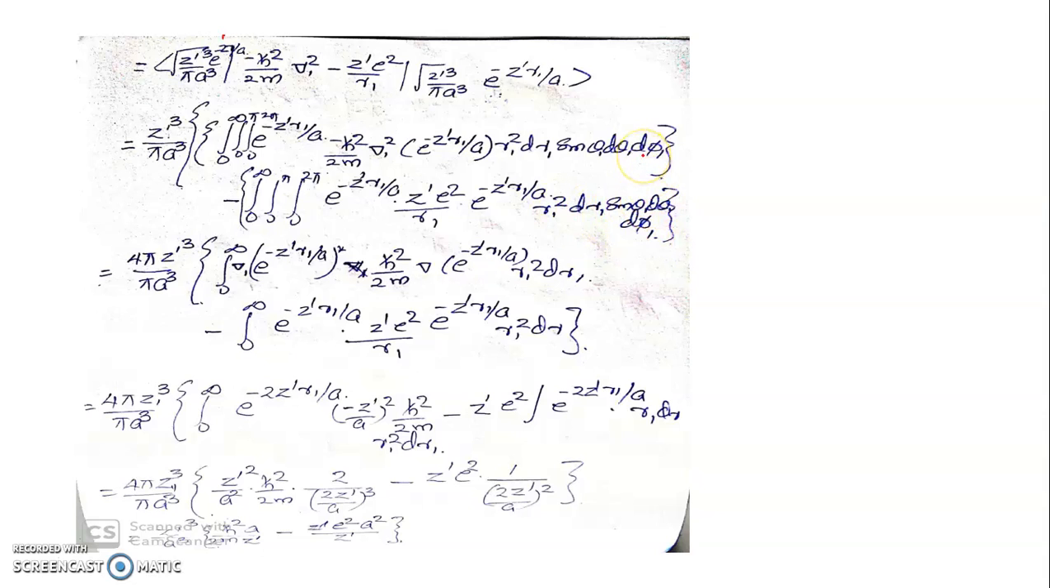Integral d phi 1 will give me 2 pi. Integral sin theta d theta will give me 2. Overall 2 into 2 pi, 4 pi is common for both these two terms that are taken out. 4 pi z prime cube by pi a cube.